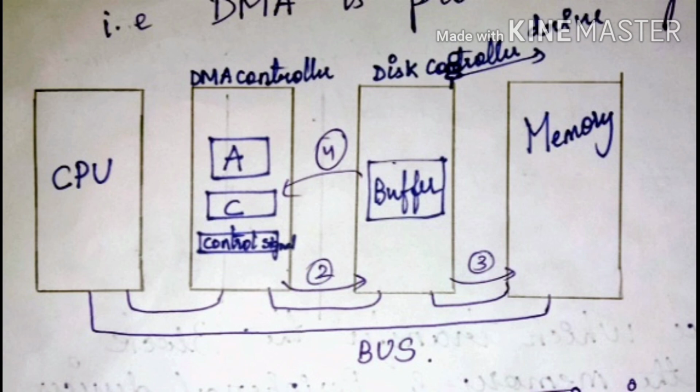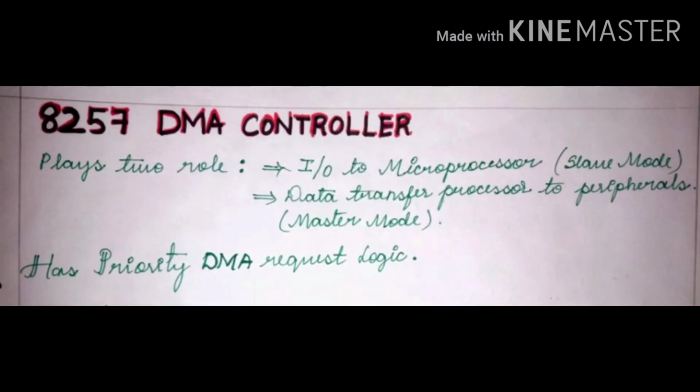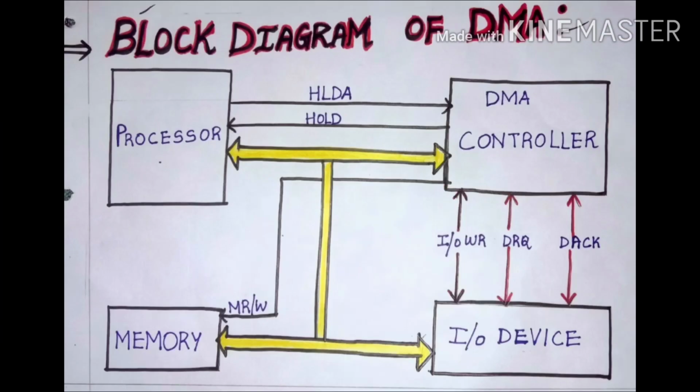Now, the 8257 DMA controller plays two important roles. First, input output to memory, the microprocessor slave mode. Second is data transfer, processor to peripherals, master mode. It has priority DMA request logic. Now we are going to see the block diagram of DMA 8257.